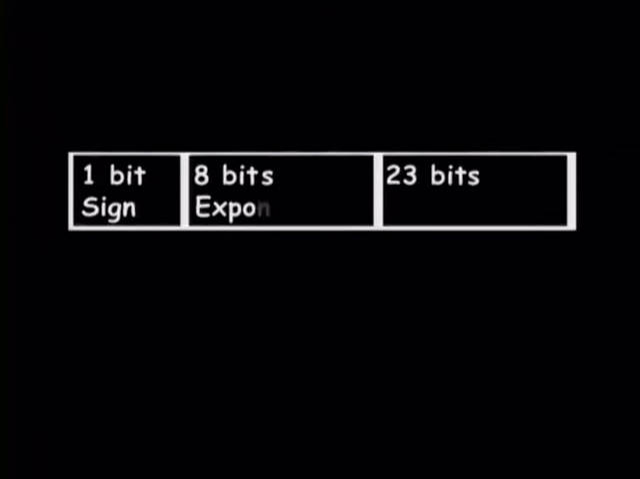For a real number, a computer word is divided up into two main parts. One part to store the mantissa and one part to store the exponent, plus one bit for the sign, to indicate whether the number is positive or negative. For example, in a 32-bit word, one bit is used for the sign of the number, 0 for positive or 1 for negative, 8 bits for the exponent and 23 bits for the mantissa.